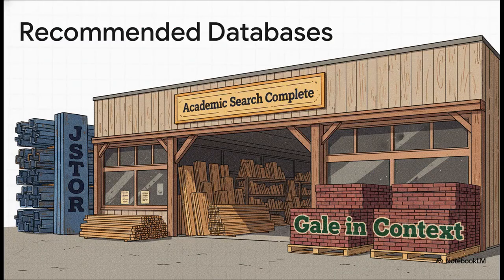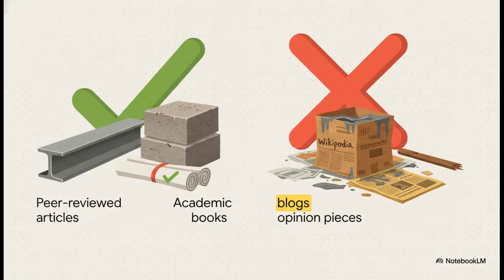And if you're wondering where to start, here are some of the best suppliers in the business. Databases like Academic Search Complete, JSTOR, and Gale In Context are just packed with high-quality, pre-vetted information. Think of these as the professional-grade supply stores for your research. Let's get even more specific about what counts as a good material. You're looking for things like peer-reviewed articles, academic books, and maybe government reports. What you want to avoid, and I mean really avoid, are things like Wikipedia, personal blogs, or random opinion pieces. It's truly the difference between building with structural steel and trying to build with flimsy cardboard.